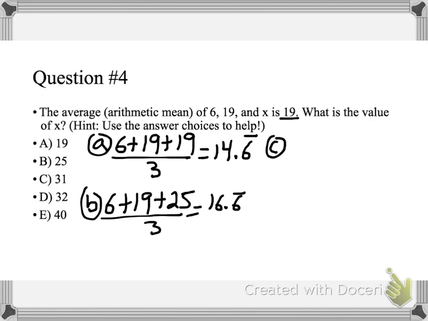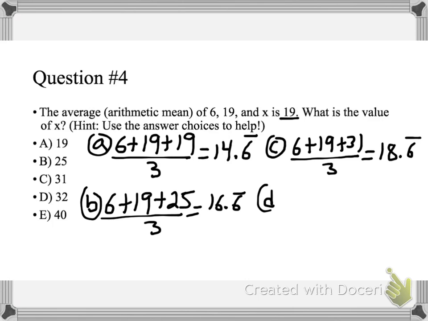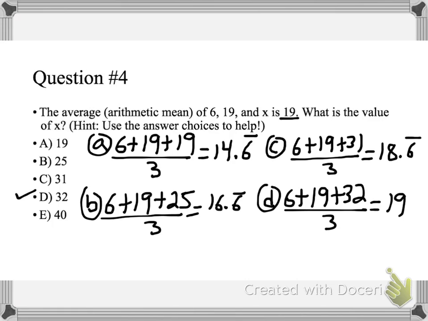So if I test out C, I still have the 6 and the 19, but I'm testing out 31 divided by 3. And if I do that one, I get 18.6 repeating, which again is still not the 19 that I'm looking for. So let me test out D. Still have the 6 and the 19, and this time we're testing out 32 divided by 3. And if I add those numbers up and divide by 3, I get 19, which is the mean that I'm looking for. So in this case, it is D.